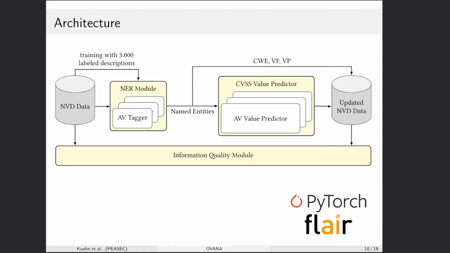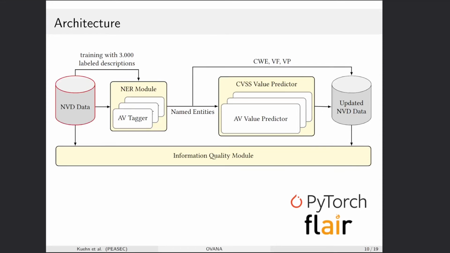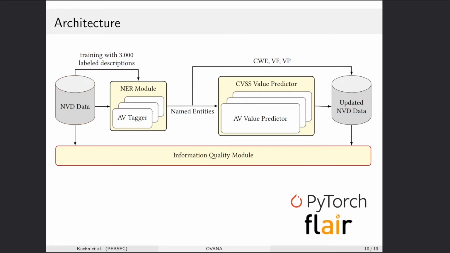The architecture looks as follows. We have the original NVD data. Then we have an information quality module which quantifies the information quality of the original database and the updated database. We have a named entity recognition module which identifies named entities in the descriptions. We have a CVSS value prediction module which predicts the CVSS values for each parameter based on the named entities. And we have the updated National Vulnerability Database with the updated information.